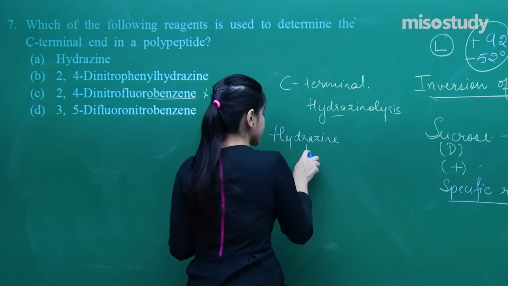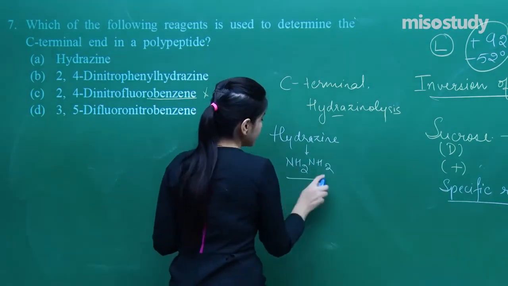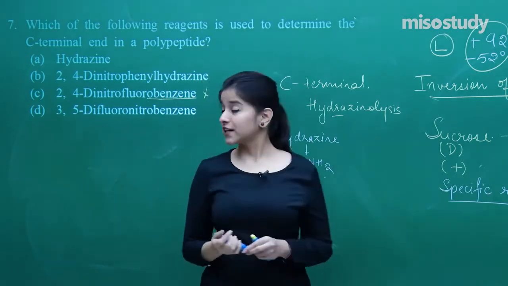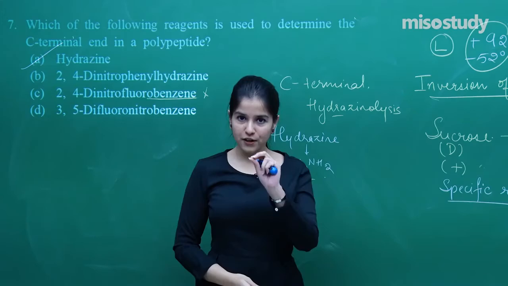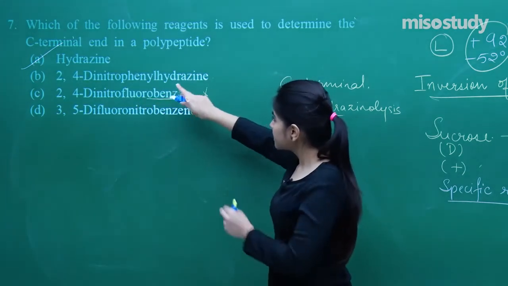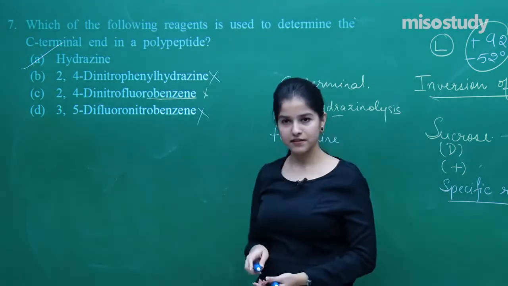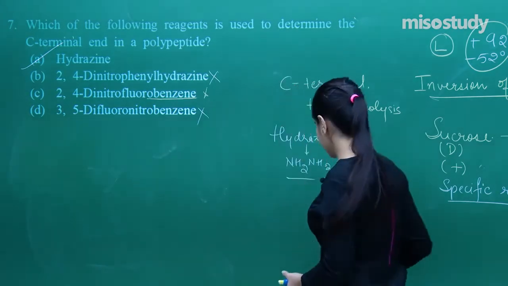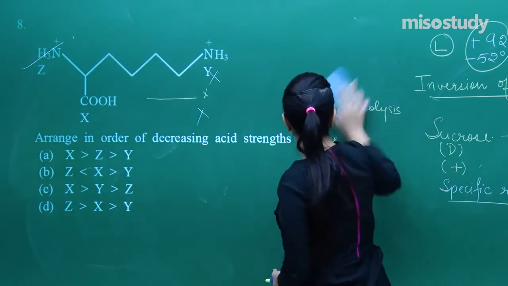And now what is hydrazine? NH2, NH2. So that is what we need to have. That means we need to have hydrazine. That is another kind of information that would be important to you. We are not going for 2,4-dinitrophenyl hydrazine. This is not the reagent as well as this. So I hope everybody has got the answer. Let's move on to the next question, the last question of the passage.